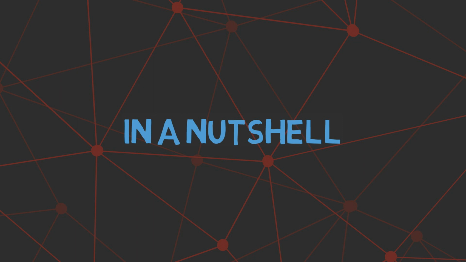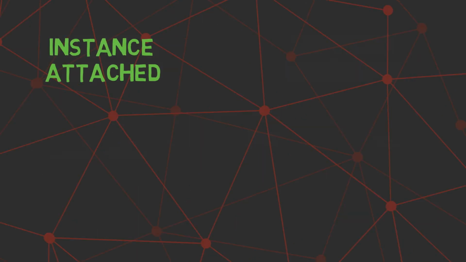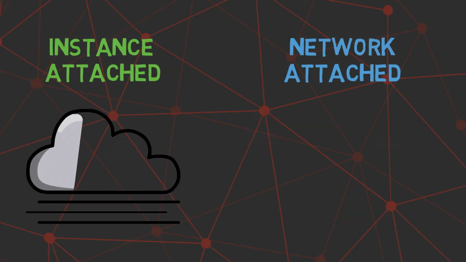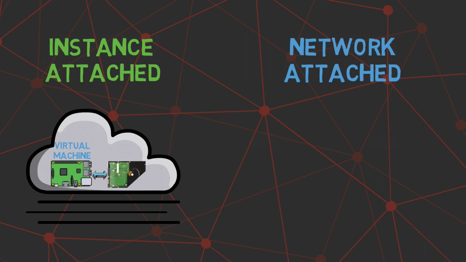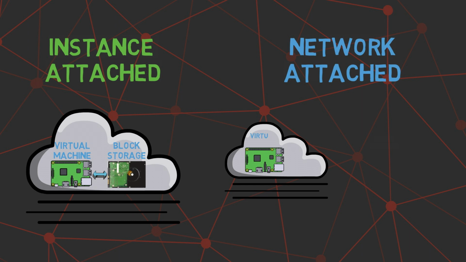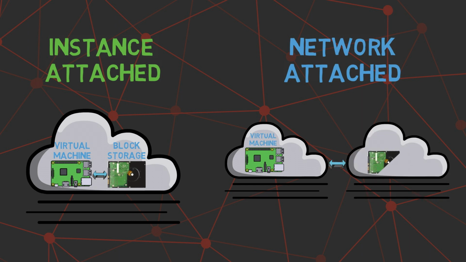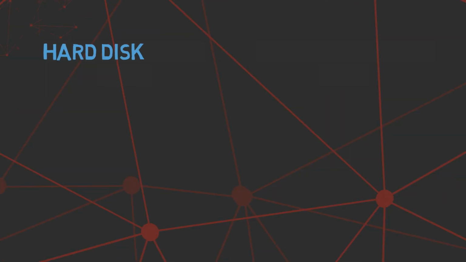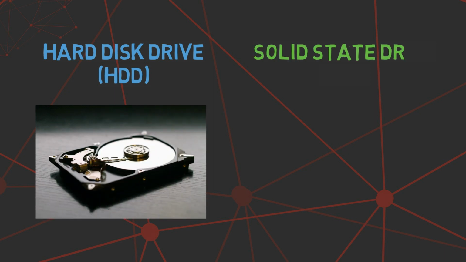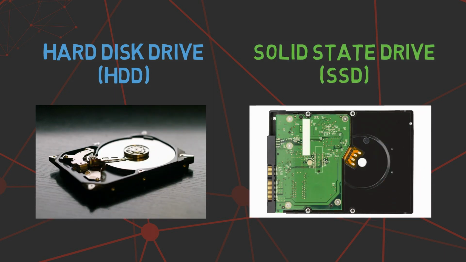In a nutshell, cloud block storage are just like hard disk drives or solid-state drives to cloud servers. Cloud block storage can either be instance attached or network attached. Instance attached block storage is directly attached to the cloud server. Network attached block storage is attached external to the cloud server over the network. Cloud block storage offers both hard disk drives and solid-state drives. When in doubt, use solid-state drive.